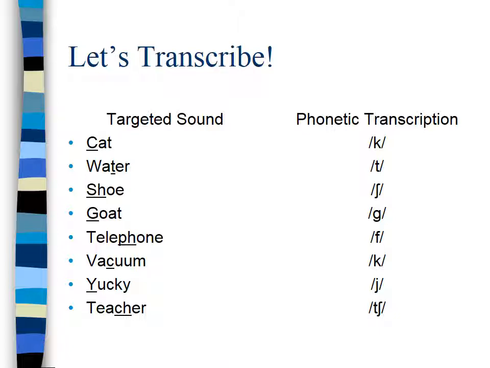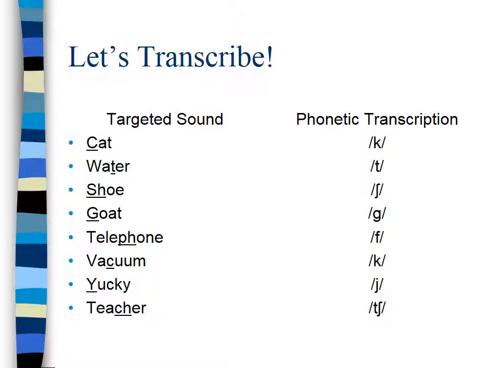So the targeted sound is underlined for you. In the word cat, it's a k symbol. There is not a letter C symbol in IPA. So that k sound will always be transcribed with what we know on the keyboard as a letter K, but it's the k phoneme in IPA.